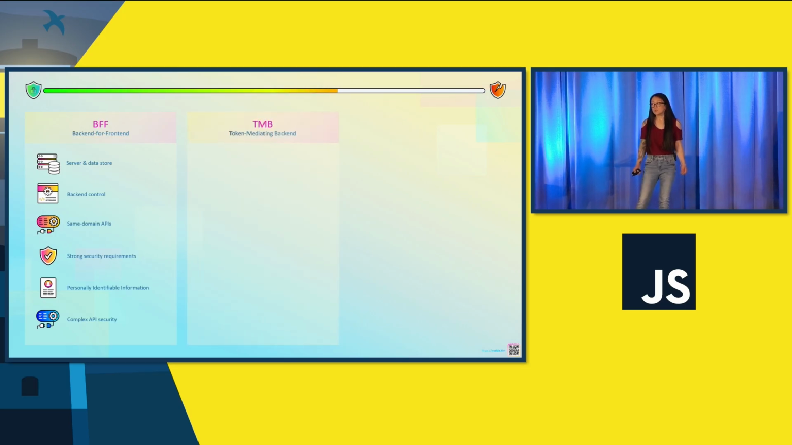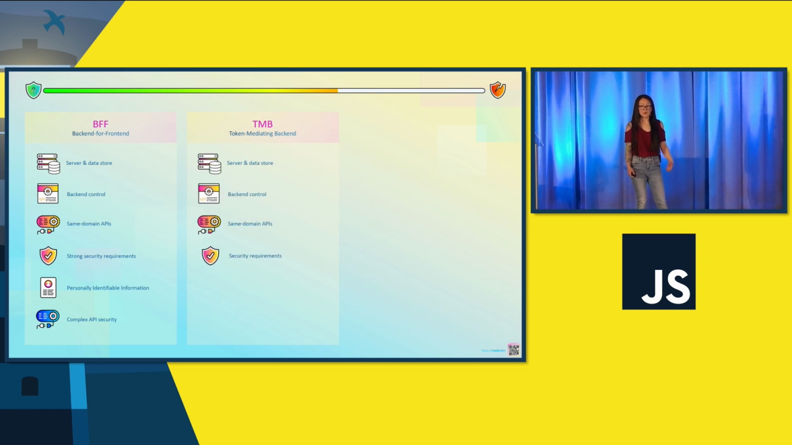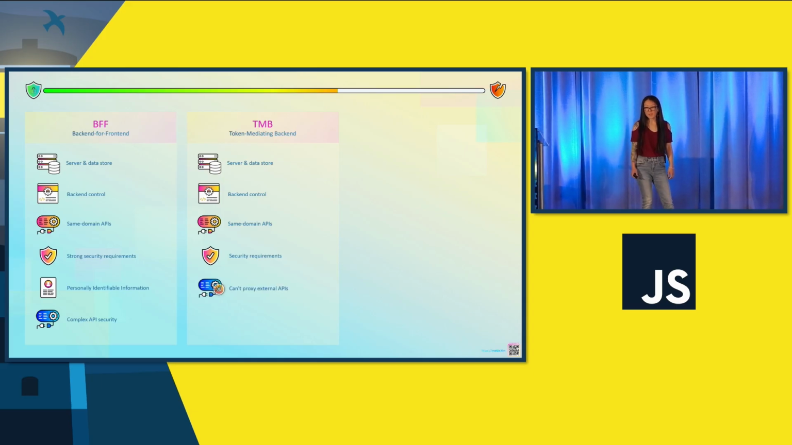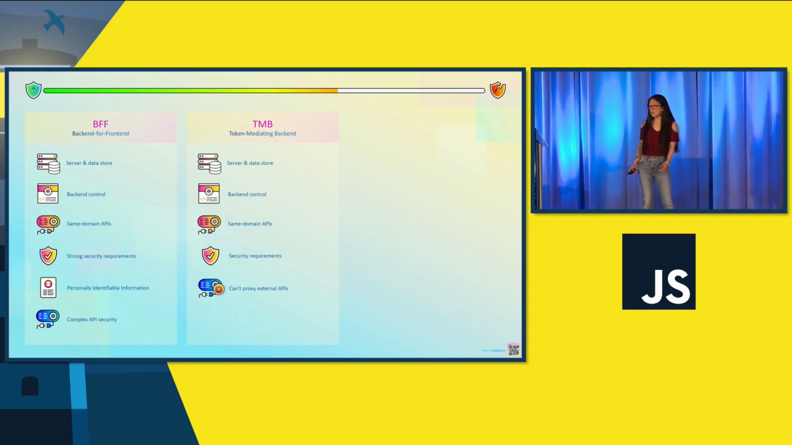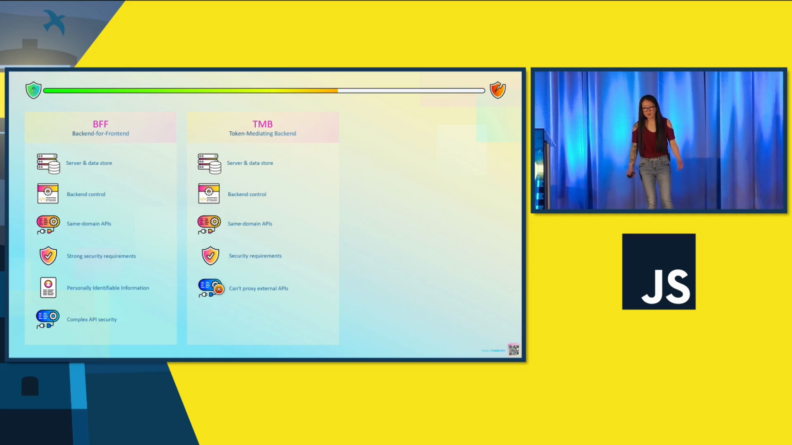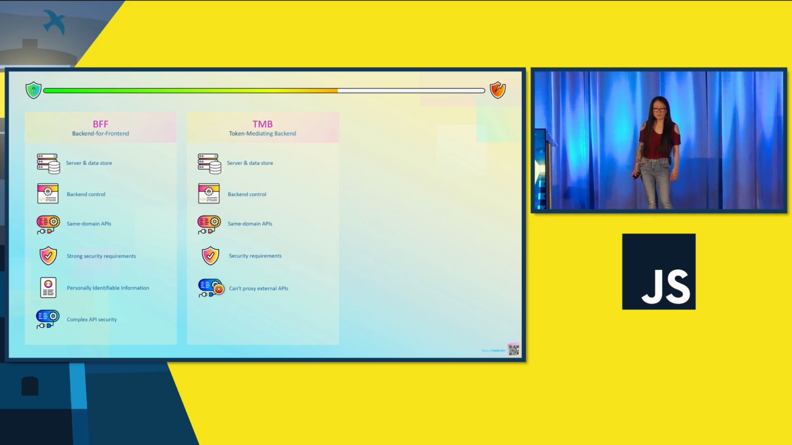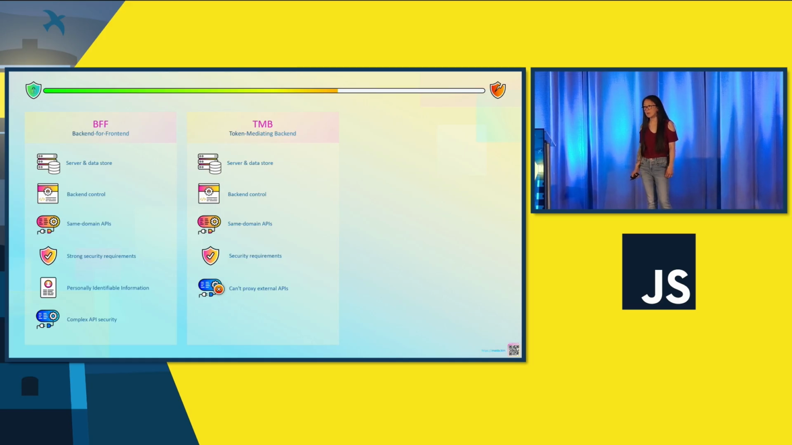Now, you really should use backend for frontend if you have control of your backend. But you can consider a token mediating backend if you have a similar architecture to backend for frontend and your system requirements prevent proxying APIs. So examples of this might be apps that need extremely low latency, like streaming apps or real-time collaboration tools, or apps with compliance or direct communication requirements for things like payment processing.